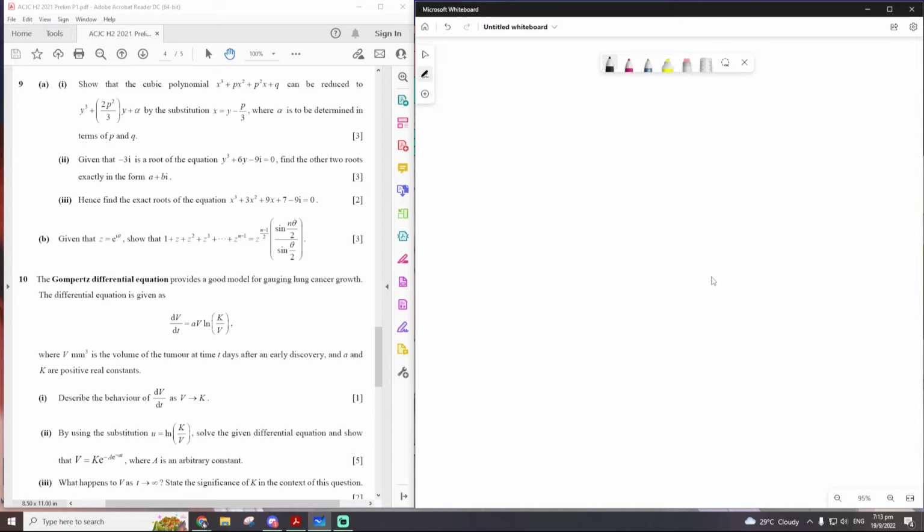Part B, okay, this is using the polar form of complex numbers. So we have z equals e to the i theta. So the modulus is 1. I'm not sure if we need that here. So I have 1 plus z squared plus dot dot dot plus z power n minus 1. Okay. Of course, this is a geometric series, so you can just write down the sum as z to the power n minus 1 divided by z minus 1.